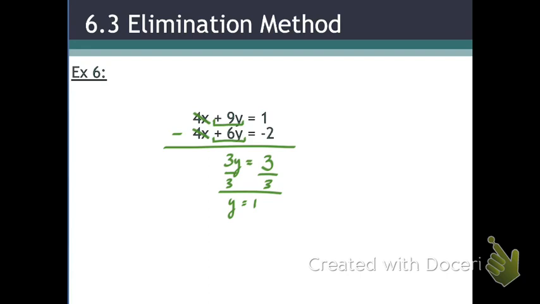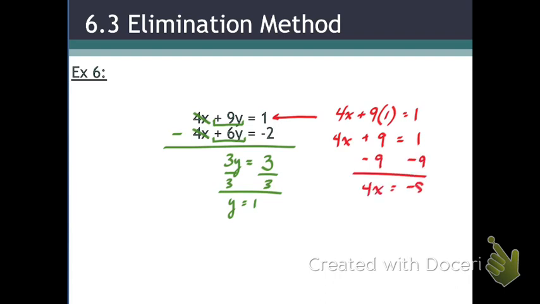It doesn't matter. I'm going to go ahead and plug it into the first one. So we've got 4x plus 9y, where y is 1, equals 1. So I have 4x plus 9 equals 1. Subtract 9 from both sides. 4x is the same as negative 8, and I'm going to solve to find x equal to negative 2. So my solution to this system of equations is negative 2, 1. And I've done that just by eliminating one of my variables.